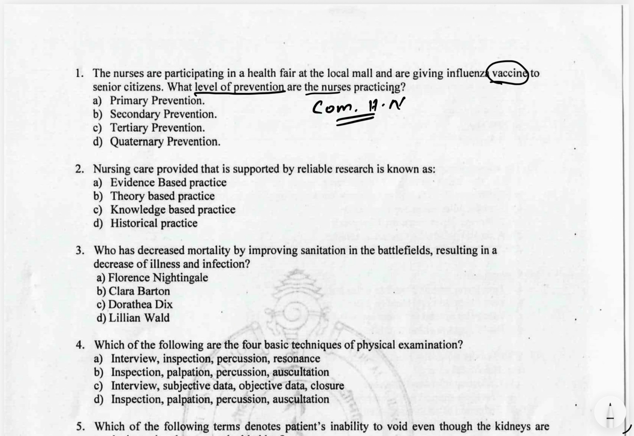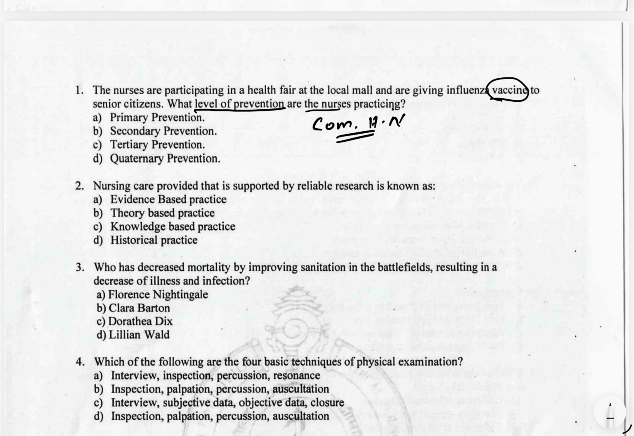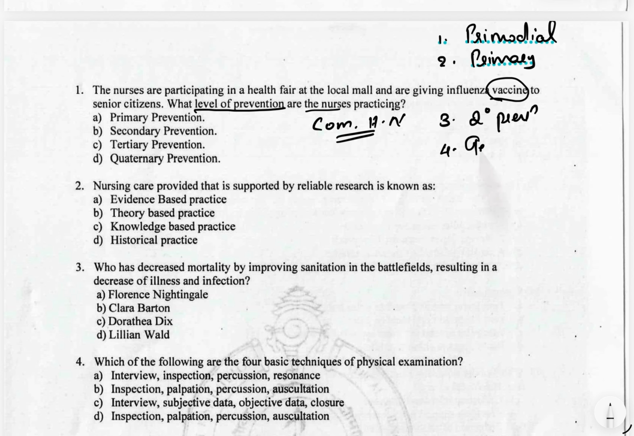Okay, we all know we have 4 levels of prevention. So, what are the levels of prevention? First one is primordial prevention. Second one is primary prevention. Third one is secondary prevention. And fourth one is tertiary prevention. Coming to the primordial prevention, what does primordial prevention mean? And what is the difference between primordial and primary prevention? So, we are going to discuss it now.